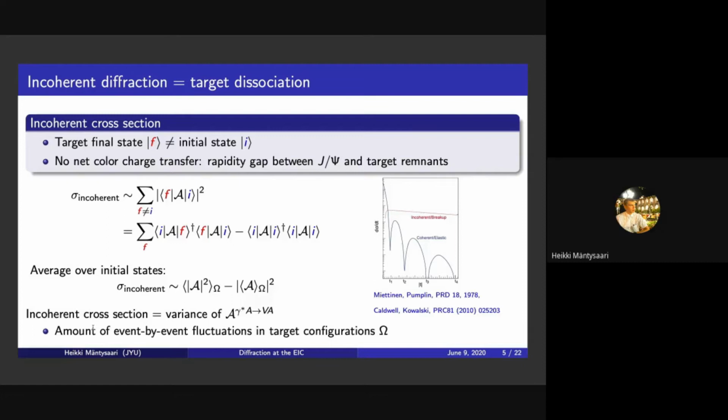So this incoherent cross-section is actually the variance of the scattering amplitude, and as such, it measures how large the event-by-event fluctuations are in the target configurations when I evaluate the diffractive scattering amplitude. So it tells me how much my target structure fluctuates, because now the target structure is measured by a quark-antiquark dipole, and how much that fluctuates event by event.